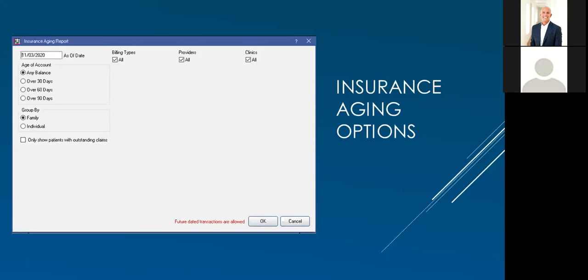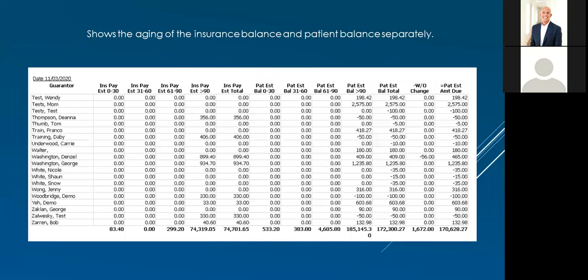But what this shows, and what I love about it, is it shows the aging of the insurance balance and the patient balance separately. So if you notice, after the name column, the first 5 columns is aging your AR for your insurance, outstanding insurance claims. So if you want a report as a management tool to make sure that your claims are being followed up on and what your AR is, you only need to run this report because this is going to give you a snapshot of everything.